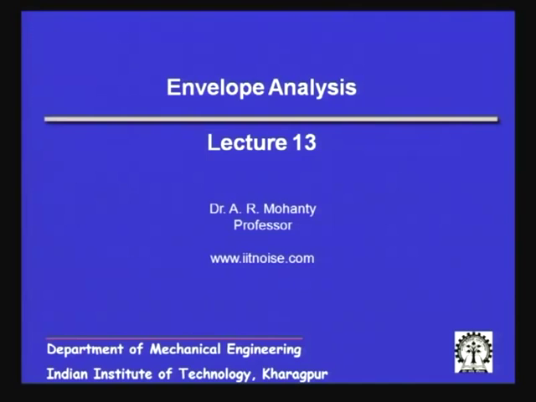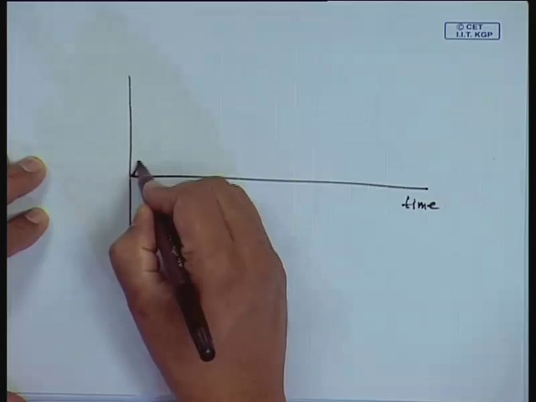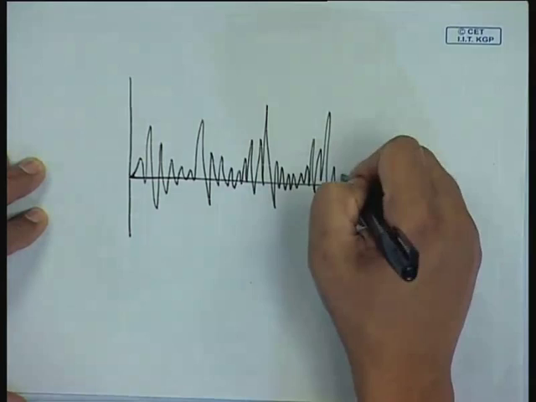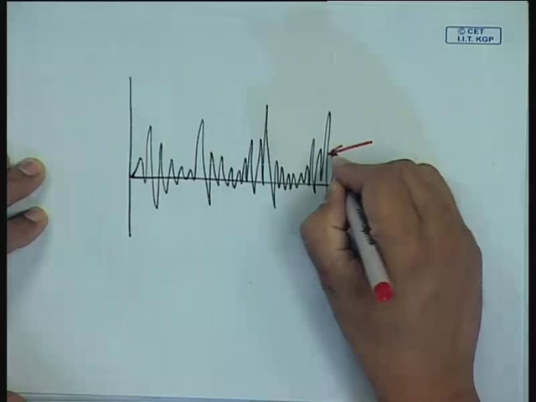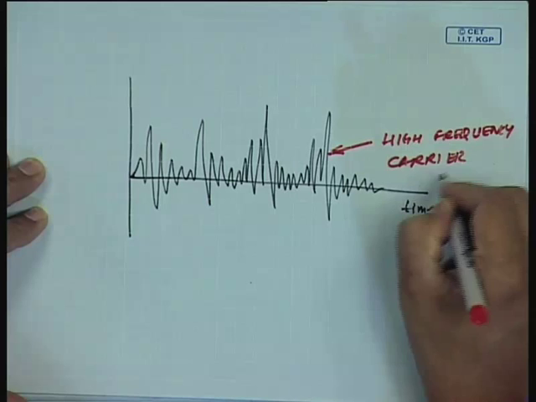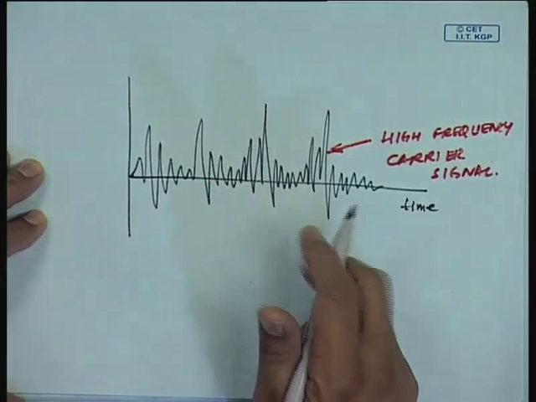So, when you looked at the amplitude modulated signal in time domain, we had a signal of this nature, wherein this is the high frequency carrier signal. This may not be of interest to us, but it is this envelope.